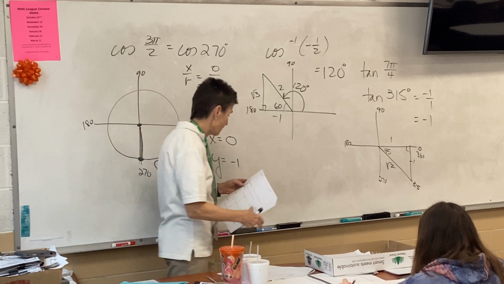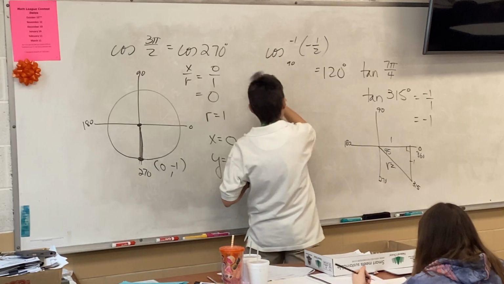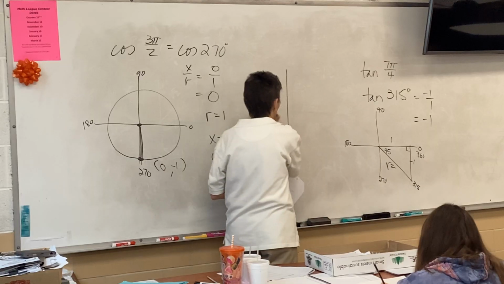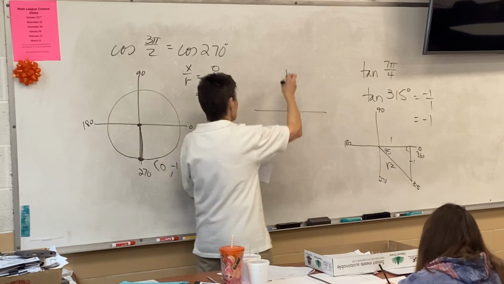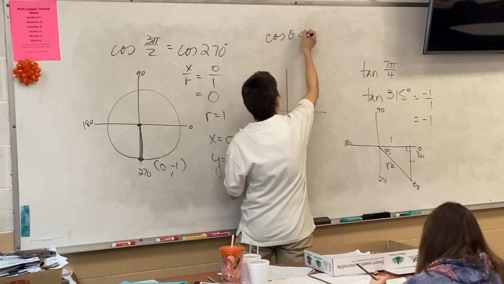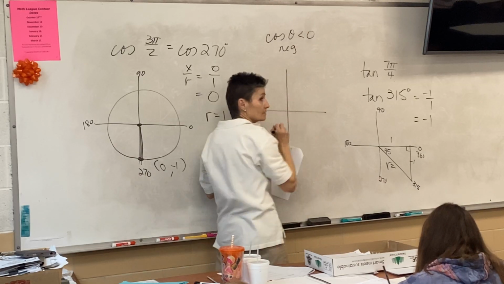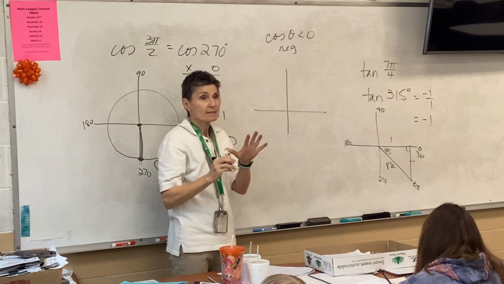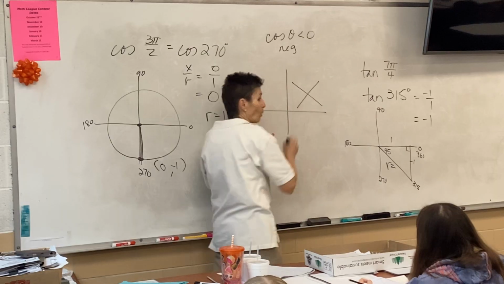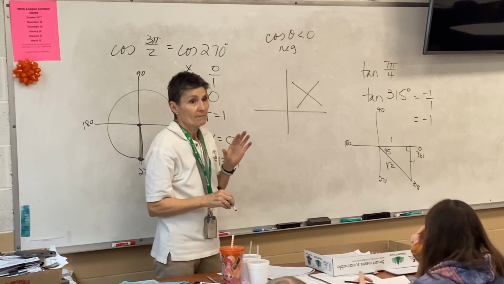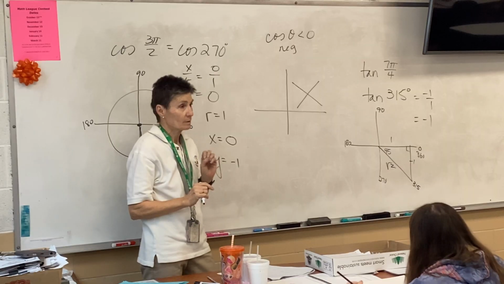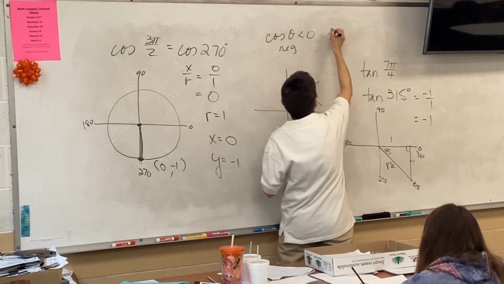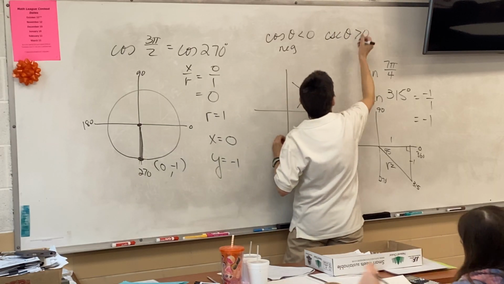All right, now comes the fun one. The really fun one. I need cosine to be negative, less than 0. Now, you guys, doesn't that automatically rule out quadrant 1? Yes. If anything's negative, you're not in quadrant 1, okay? And then I also need the cosecant to be positive.